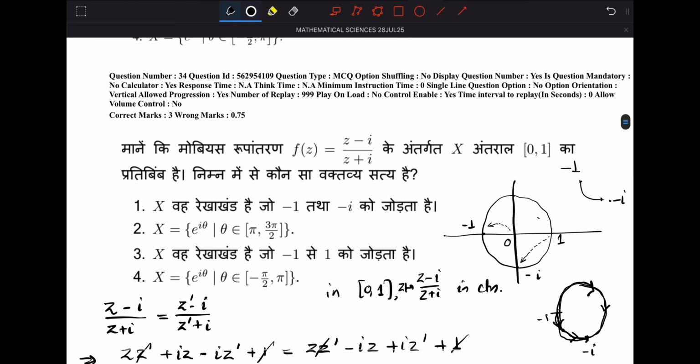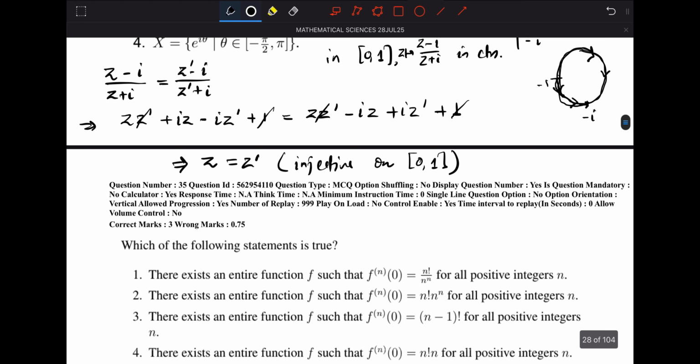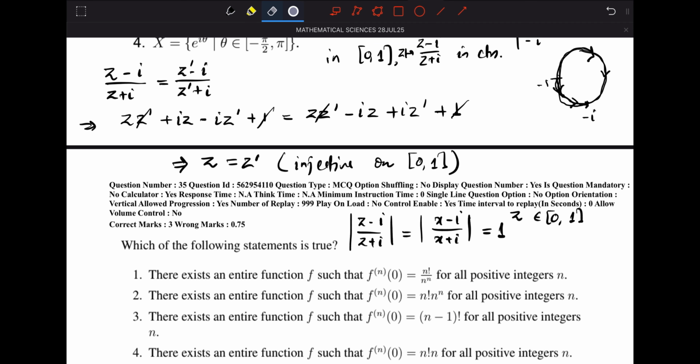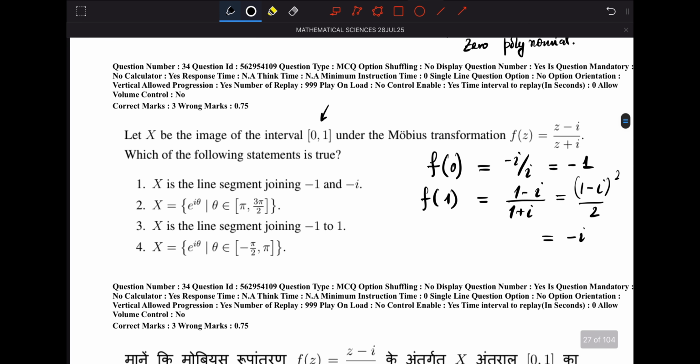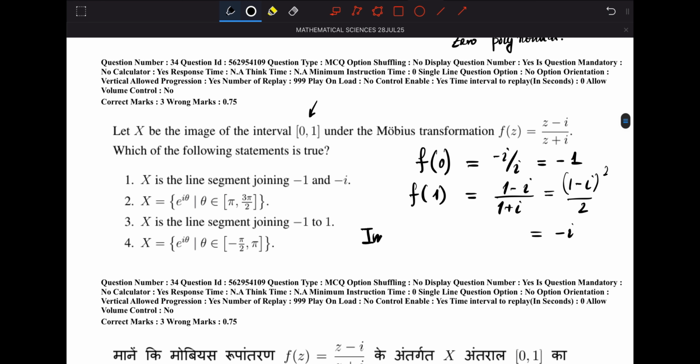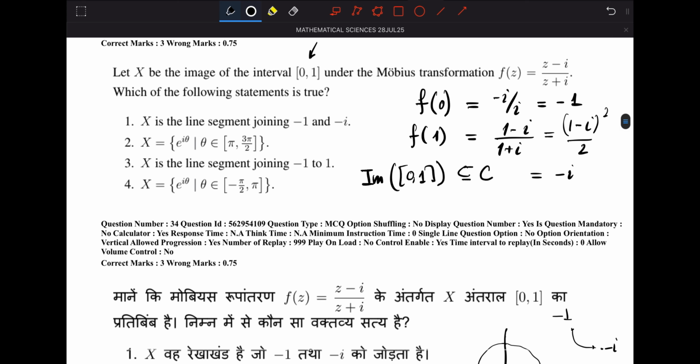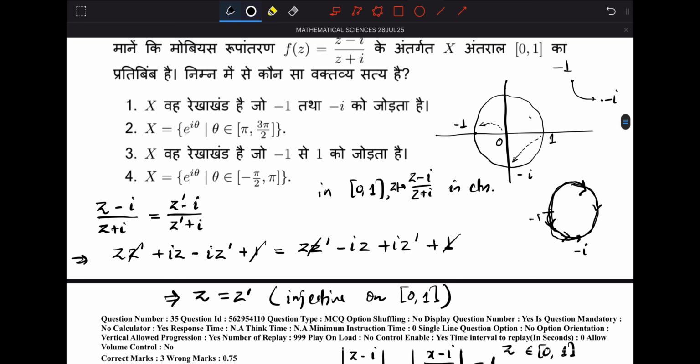Then let us compute the modulus of the image. The modulus of (z minus i) divided by (z plus i), when z is inside [0, 1], that is (x minus i) divided by (x plus i), is 1. So let us write it here: the image of f, the image of [0, 1], is inside the circumference of the unit circle, and we showed that this is injective.